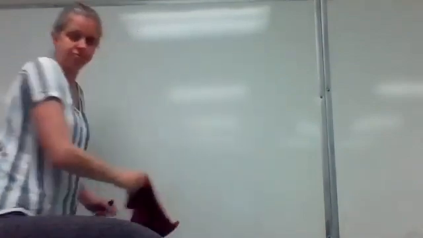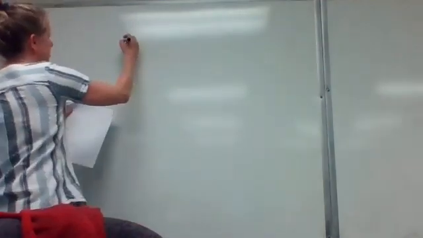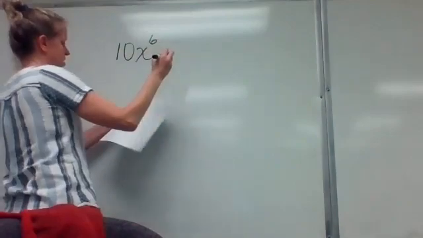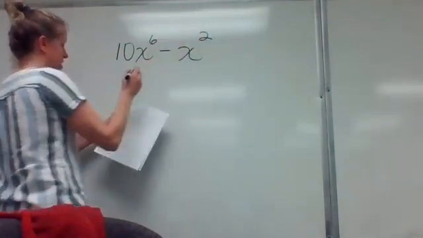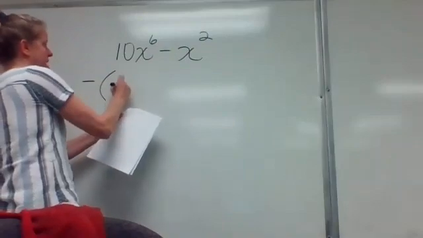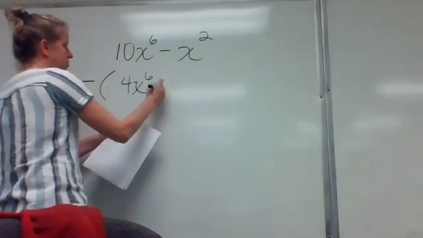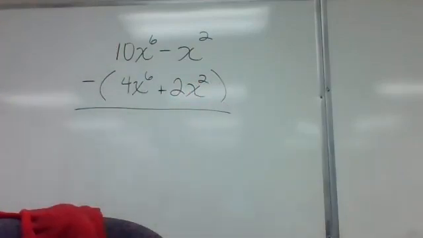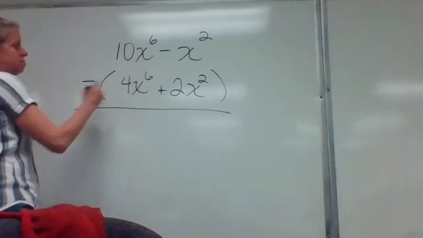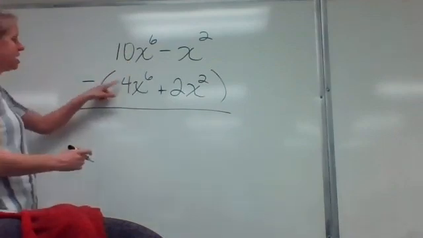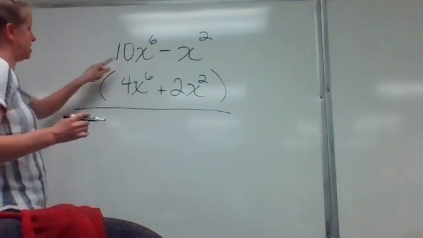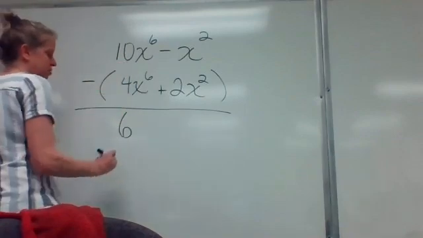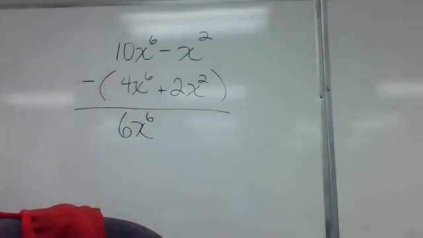Okay, the next one. This one is subtract. So you've got 10x to the 6th minus x squared. Then minus all of this. So minus 4x to the 6th plus 2x squared. So you have to remember this 10x to the 6th minus 4x to the 6th. So this minus comes in here. So let's think. So here we've got 10 minus 4, which gives me 6x to the 6th.